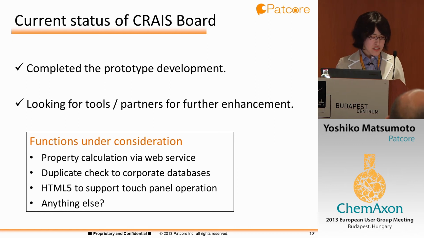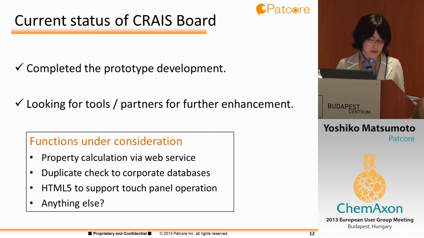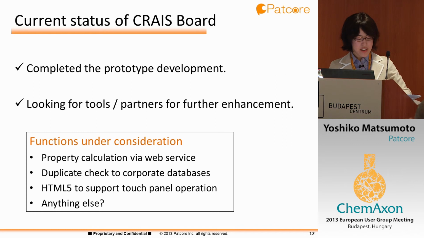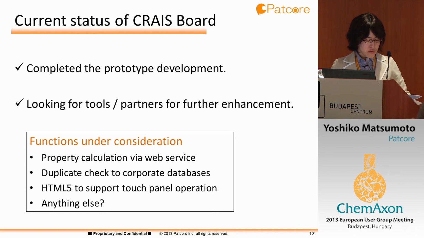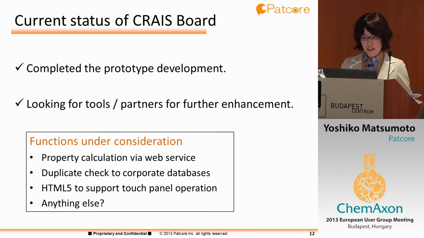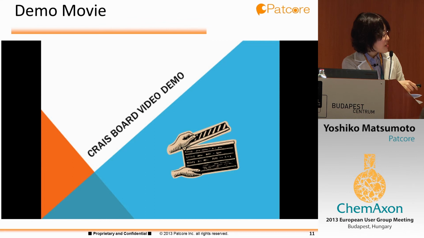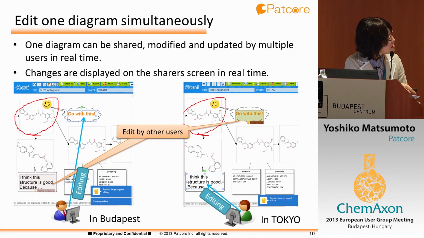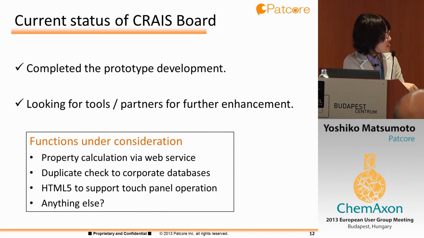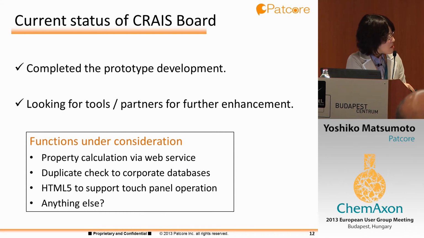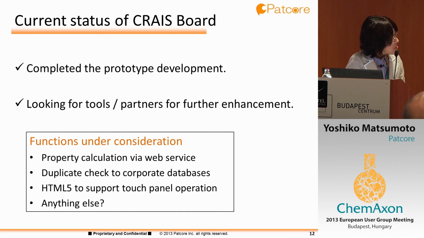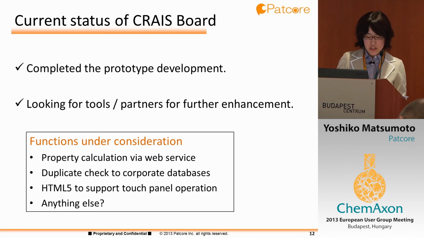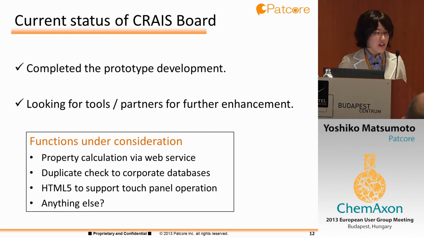About the current status of CRAIS Board, we have finalized the prototype for our market research. We still see little bugs, but we do have a trial site to play with. We are also looking for partners for further product enhancement. These are the functions under consideration: property calculation via web service, duplicate check against corporate databases, and HTML5 to support touch panel operation. If you have any suggestions or current needs, we are very happy to hear them.